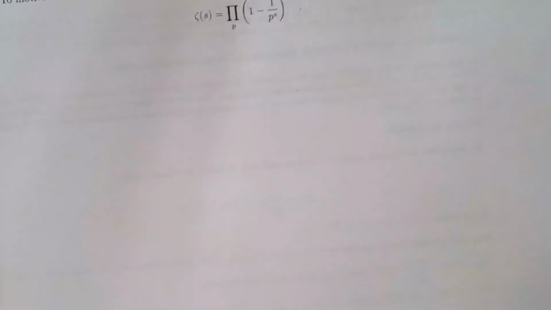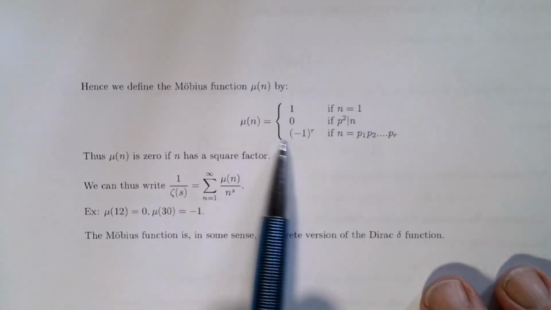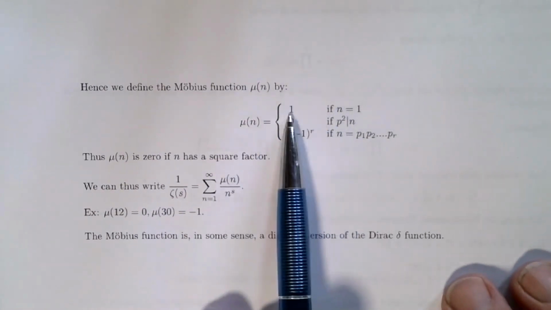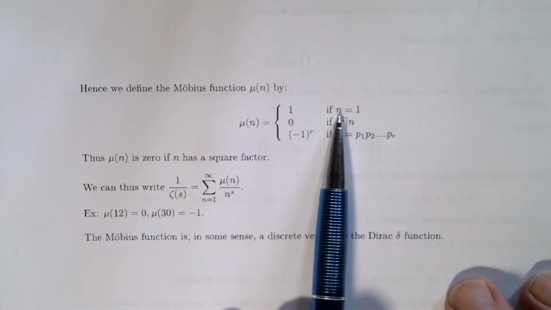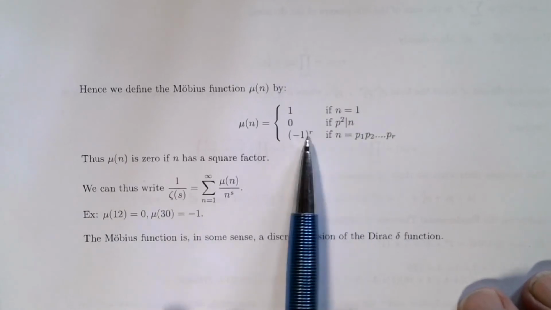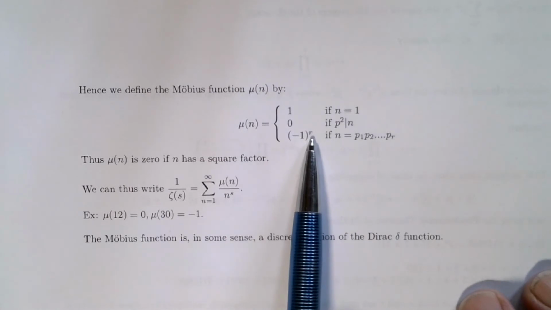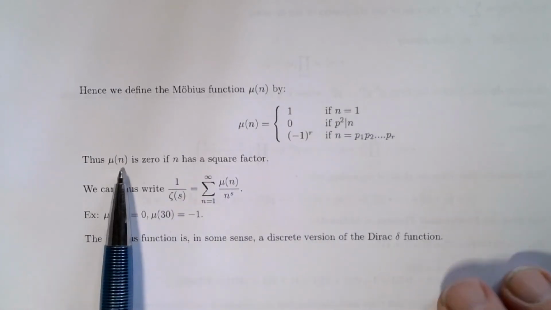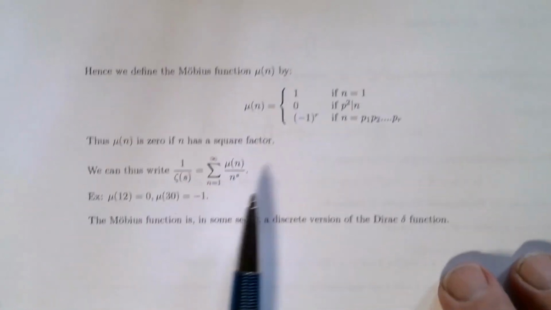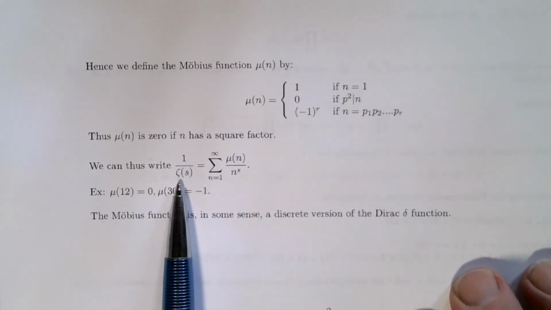So in particular, here it is, I've written it down here again in a slightly different way. It's 1 if n is 1. It's 0 if any square divides n. And it's minus 1 to the r if n is a product of r primes. And of course you see that if r is even, you'll get 1, and you'll get minus 1 if it's odd. So thus mu is 0 if n has a square factor, and we got that by simply taking 1 over zeta and expanding it out as a sum.